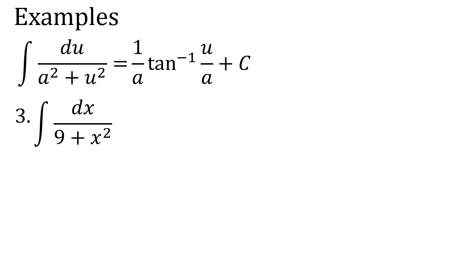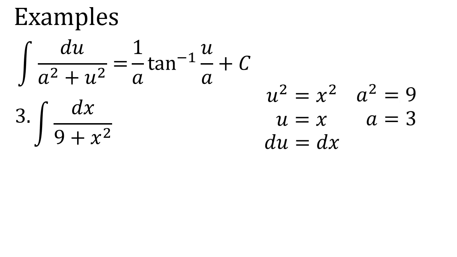For our third example, we have the integral of dx over 9 plus x squared. So our given is in the pattern of du over a squared plus u squared, and its integral will be equal to 1 over a arc tangent u over a plus c. Our u squared is x squared, so our u is equal to x, and du is equal to dx. A squared is equal to 9, so a is equal to 3. So our answer will be 1/3 arc tangent x over 3 plus c.